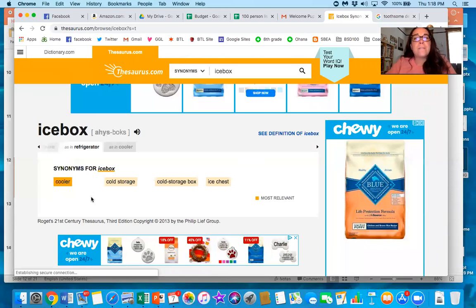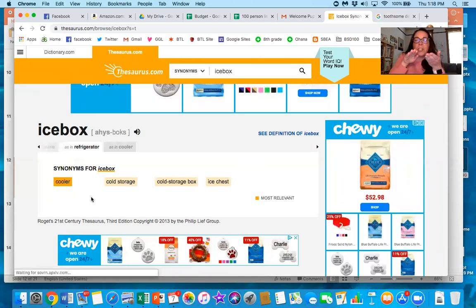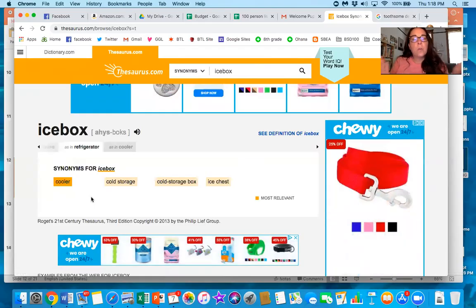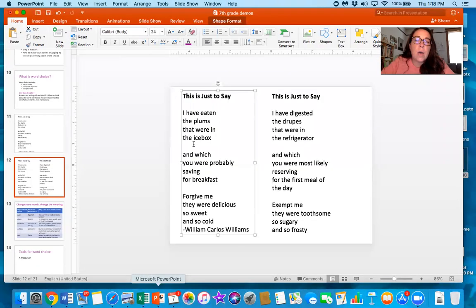They all have different tiny little shades of meaning that you have to pick the one that most fits with what you would want to use. So I'm almost thinking, I'm not sure what year this poem was published, but if it was published in the past at some point, I don't know if you know, but refrigerators used to be referred to as ice boxes. So that could be the case.